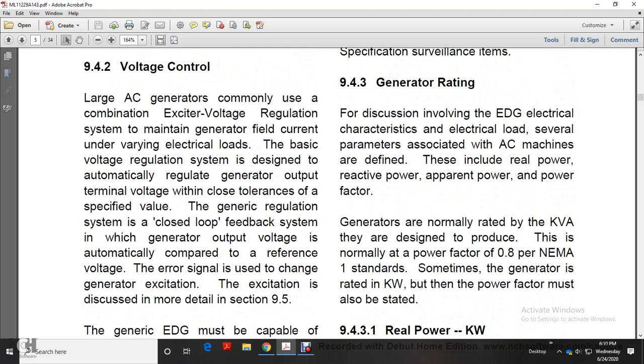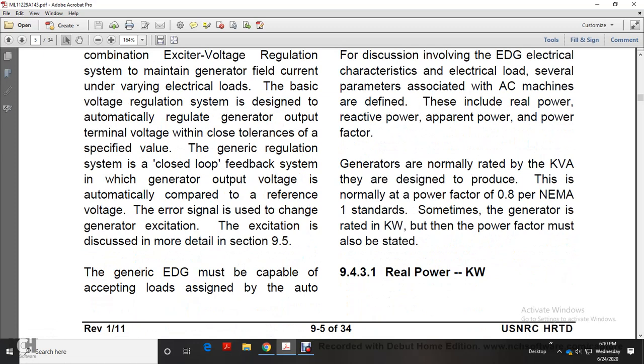9.4.2 Voltage control. Large AC generators use a combination exciter and voltage regulation system to control the main generator field current under varying electrical load. The basic voltage regulation system is designed to automatically regulate the generator output terminal voltage as close as possible to the specified value. The generic regulation system is a closed loop feedback system in which the generator output voltage is automatically compared with a reference voltage, and the error signal is used to change the generator excitation. Excitation is discussed in a little more detail in figure 9.5.